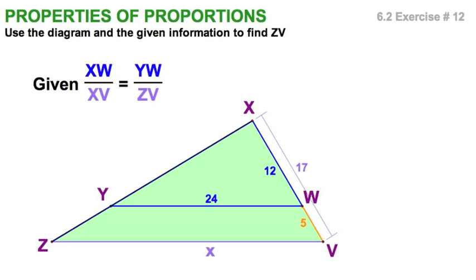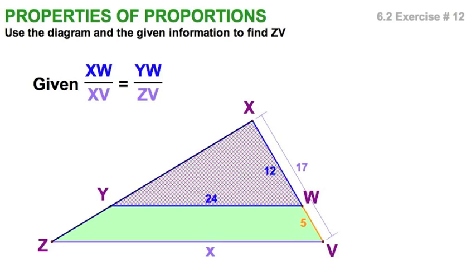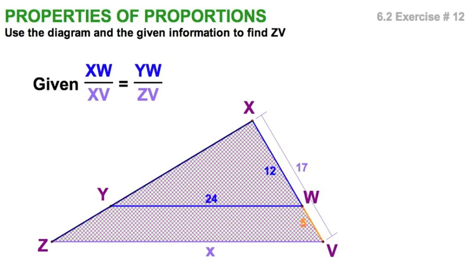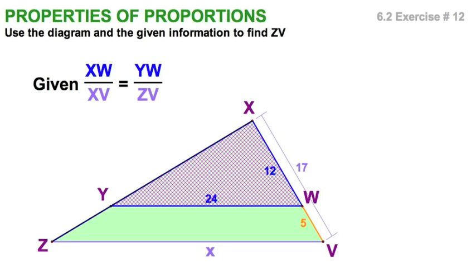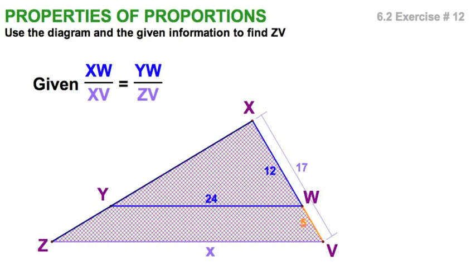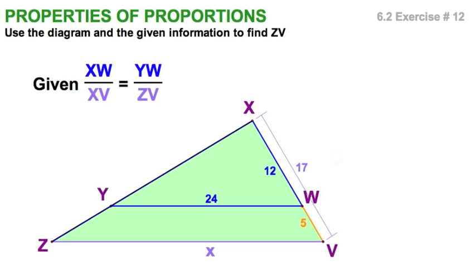Now, those of you who are reading ahead in the book, you see what's coming. What we're really saying is this figure is similar to this figure. So again, the 12 and 24 of this triangle correspond to the 17 and the X of this triangle. But that's for a future section. Let's just stick with this. Now, we're going to directly substitute, and we could be done.